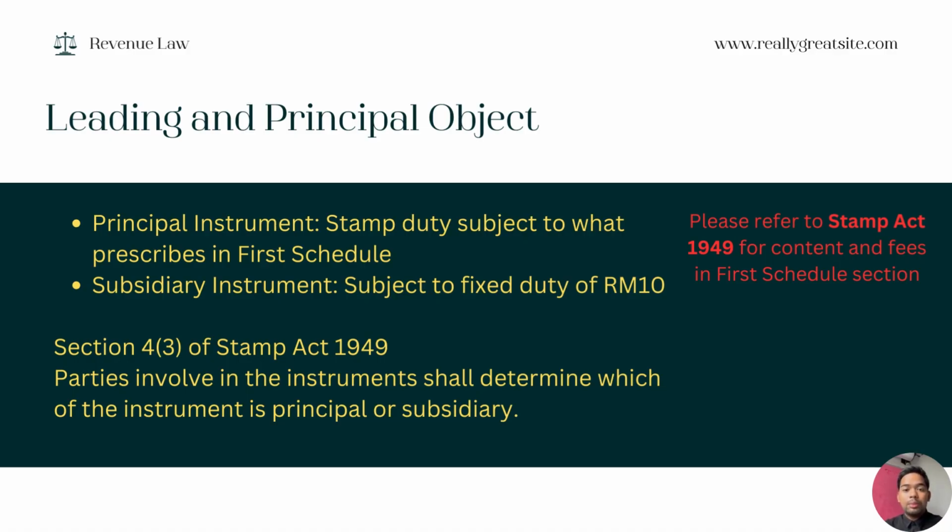So the next principle is leading and principal object. A principal instrument is subject to the stamp duty described in the first schedule, and a subsidiary instrument is subject to a fixed duty of RM10. So please refer to the Stamp Act 1949 for the content and fees in the first schedule. Section 4(3) of the Stamp Act 1949 states that the parties involved in the instrument shall determine which instrument is principal or subsidiary. So the company can determine whether the instrument will be principal or subsidiary.